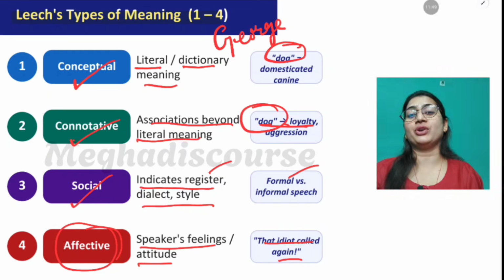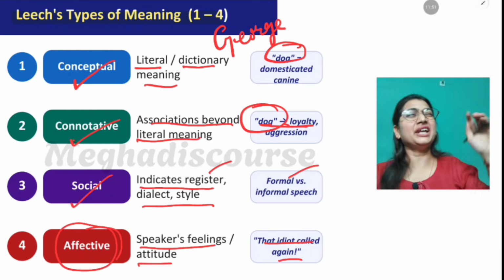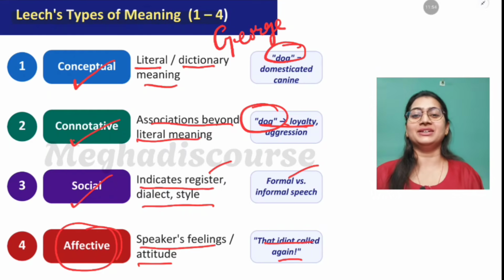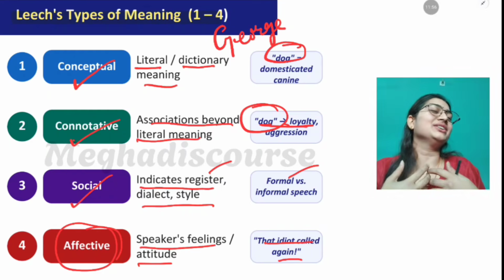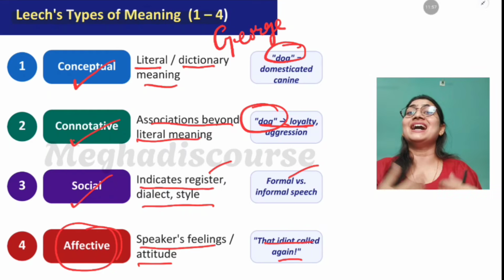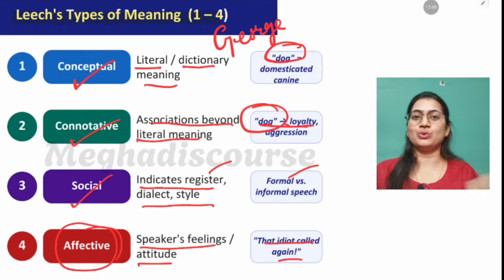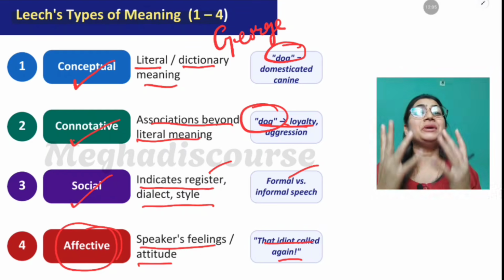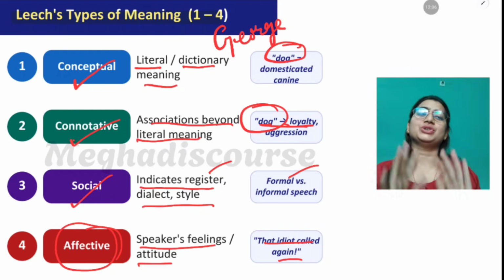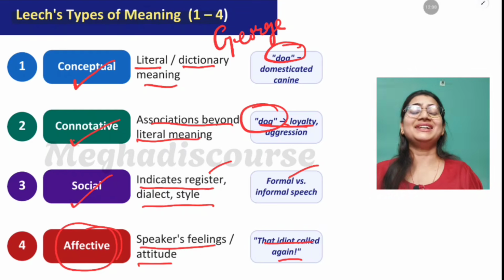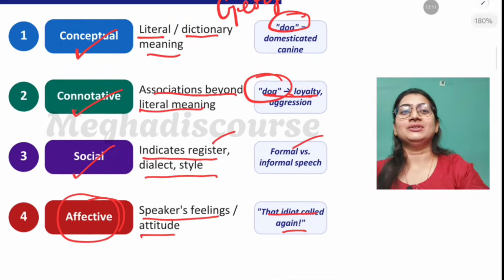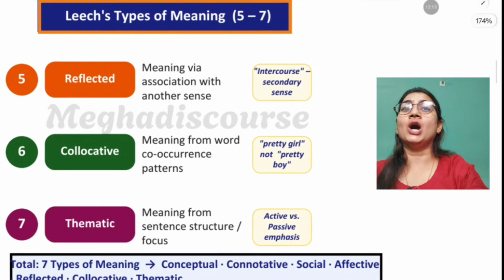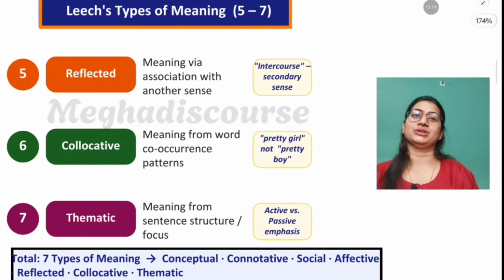It shows my aggression. It shows my irritation. "That idiot called again." If I say "my beloved sister," it means I am in affection mode. I am in a lovely mood. So this is how the speaker's feeling is expressed through our sentences and words. What we pick and how we say it affects a lot. This is what we call good communication.